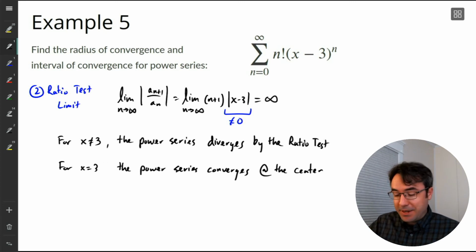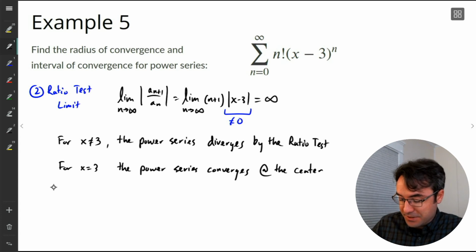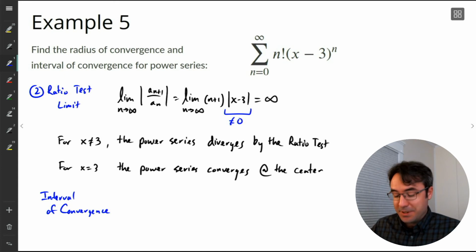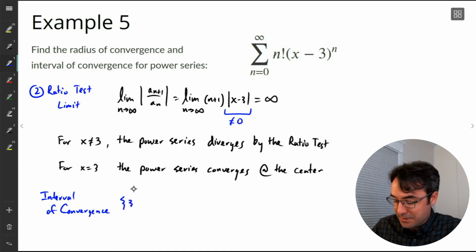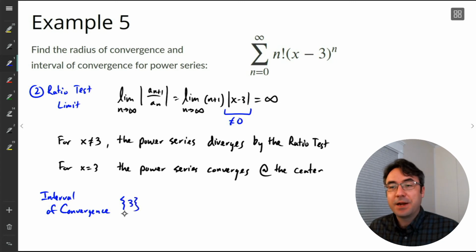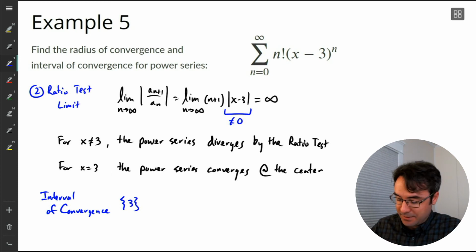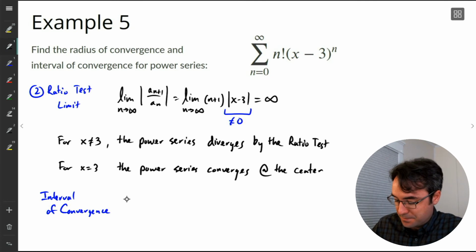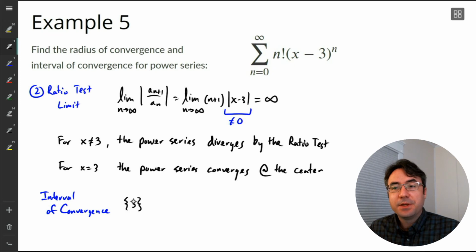So when we write down our radius of convergence and our interval of convergence, there's a few ways to write the interval of convergence here. There's only one x value, so we could write it as curly bracket 3. So this is just the set with one point in it.